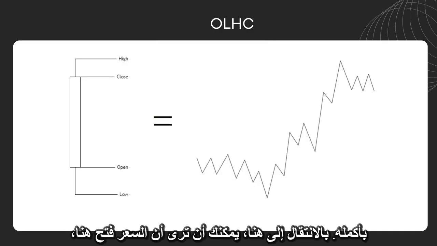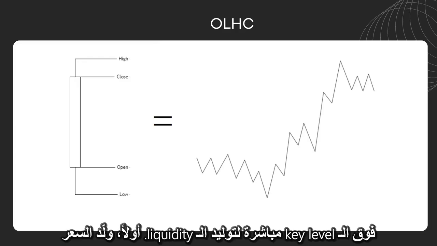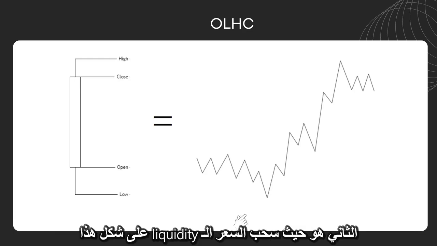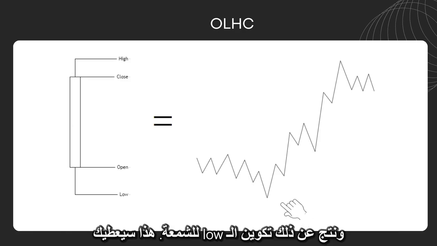Now moving on, right here you can see that price opened and straight away went into a ranging profile and formed this range just above the key level to generate liquidity. First of all, price accumulated liquidity above the key level, and then the second sequence is where price purged liquidity in the form of this manipulation profile, and with that it tested a higher time frame key level, and that resulted in the low of the candle being formed, right?